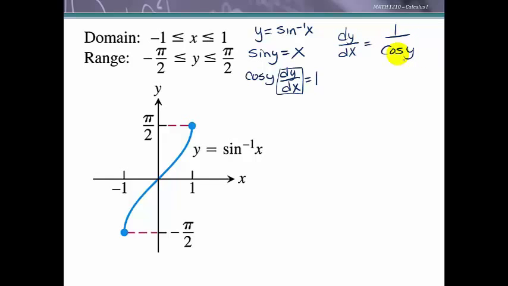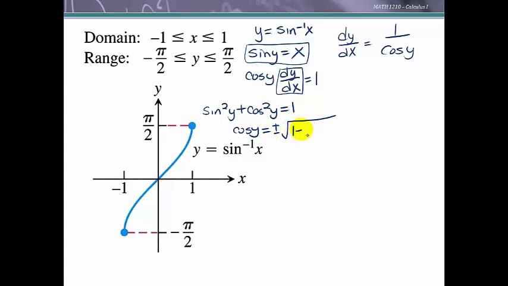Now that's great, but we'd like to express this in terms of x, and our connection with x is x equals sine y. So let's remember the fundamental identity from trig, sine squared y plus cosine squared y equals 1, and we could solve this for cosine y. In doing that, we'd have plus or minus the square root of 1 minus sine squared y. However, if we're looking at angles between negative pi halves and pi halves, we know that the cosine value is always positive, so we just want the positive of this. So we could take this and substitute it in for our cosine y.